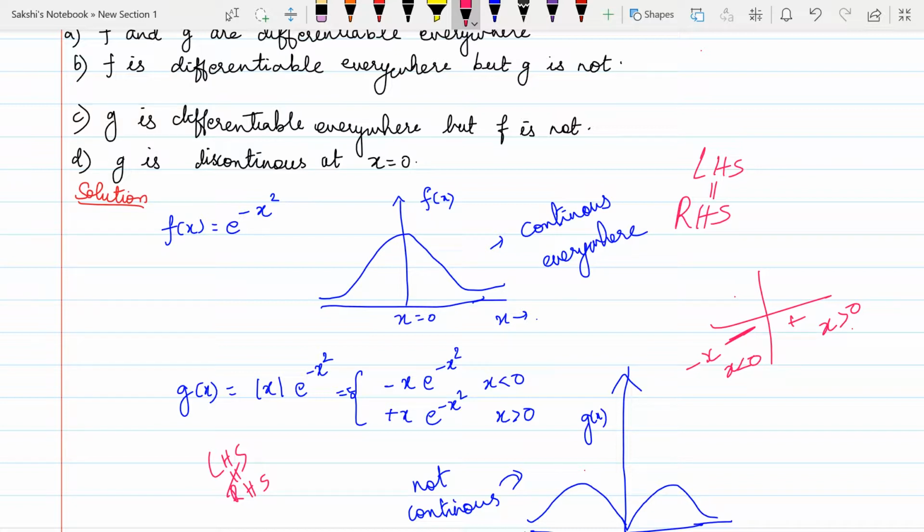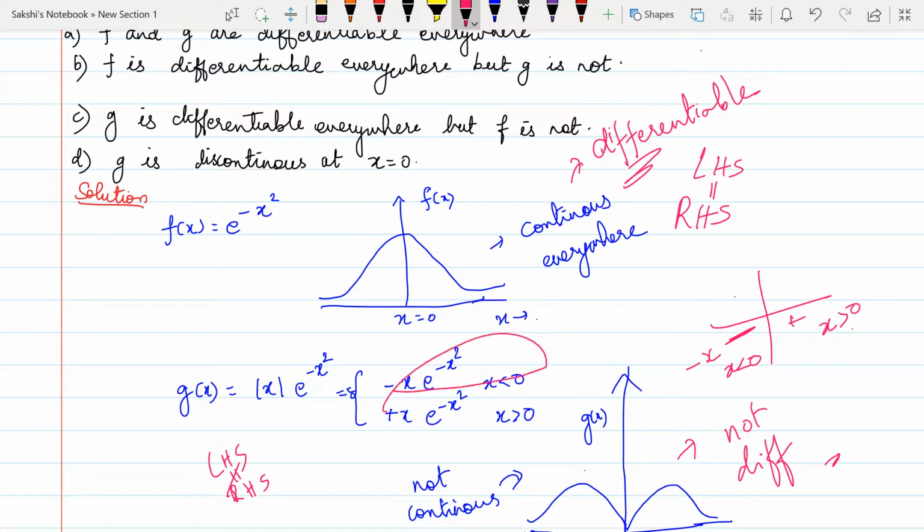So, in other words, if it is continuous, then it is differentiable, and if it is not continuous, then not differentiable. This is differentiable everywhere. This is not differentiable everywhere, because this part is differentiable alone in the x less than 0 region, and this part is differentiable alone in the x greater than or equal to 0 region. So this is not differentiable everywhere. So f is differentiable and g is not differentiable.